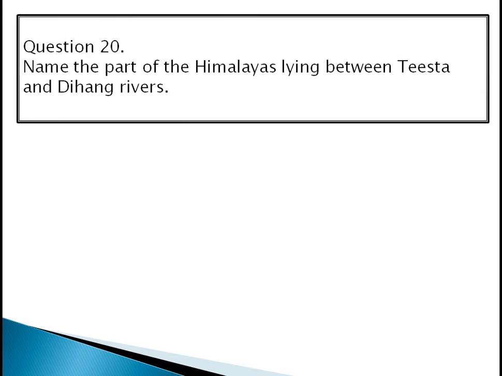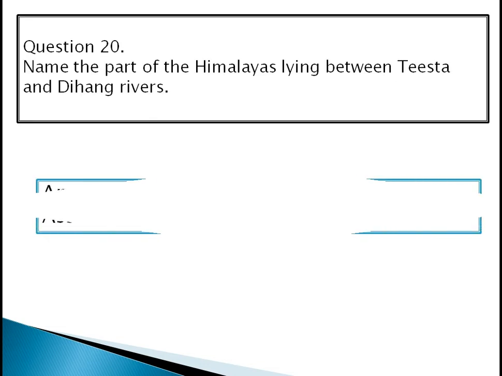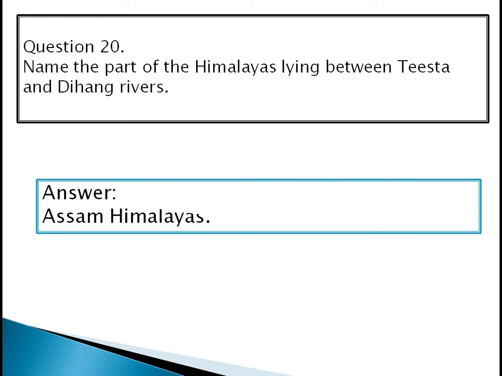Question number 20. Name the part of Himalaya that lies between the Tista and Dihang rivers. I hope the answer has appeared in your mind. Let's check out the correct answer. That's the Assam Himalaya.